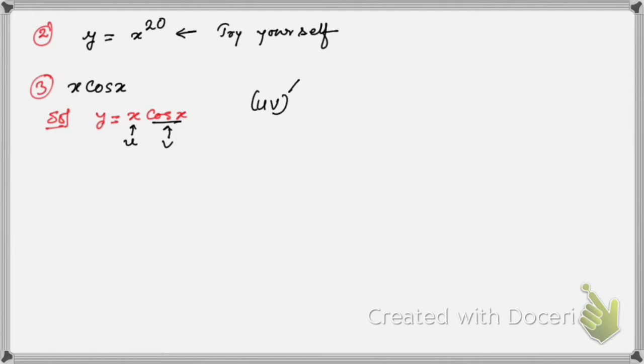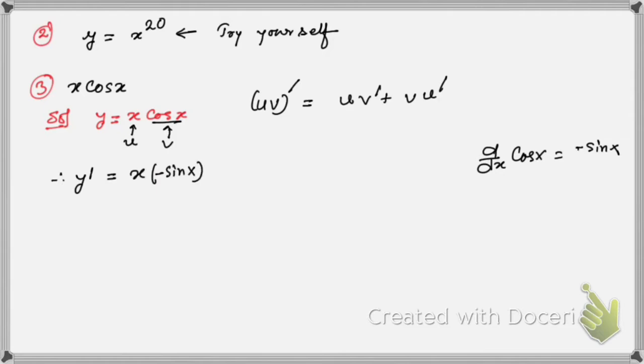According to this rule, it is the first function u times the derivative of the second function v, plus the second function v times the derivative of the first function u. Now if you apply this rule, the first order derivative y dash is: first function x, times the derivative of cos x, which is minus sin x, so we write minus sin x. Then plus the second function cos x times the derivative of the first function x, which is 1, so cos x into 1. That gives cos x minus x sin x.